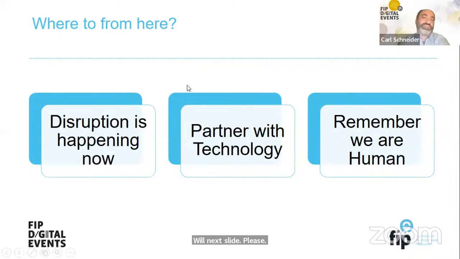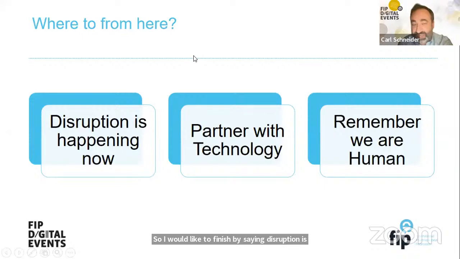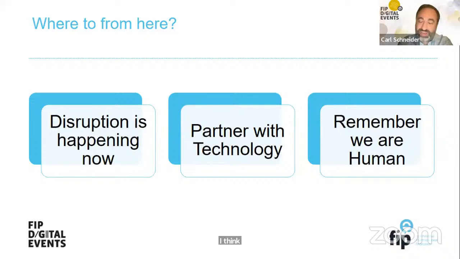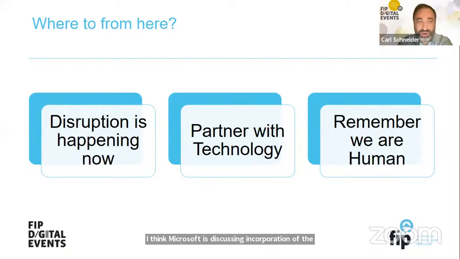So I'd like to finish by saying disruption is happening now. As I said, ChatGPT is taking off, but there will be others. There are also other learning models such as PubMed GPT. I think Microsoft is discussing incorporation of the technology of ChatGPT into Microsoft Office. So it's going to be very difficult to clamp down on people using it. We're going to have to redesign how we educate and assess with this disruptive technology.